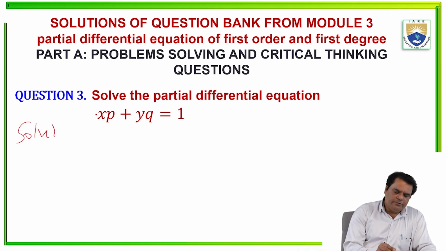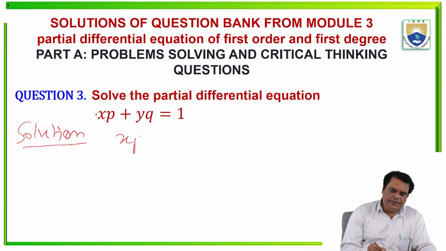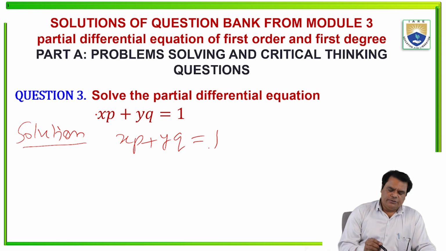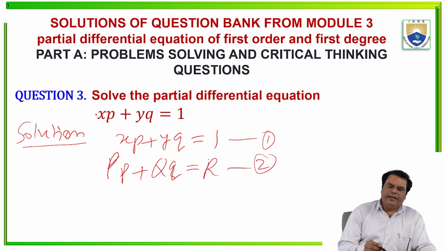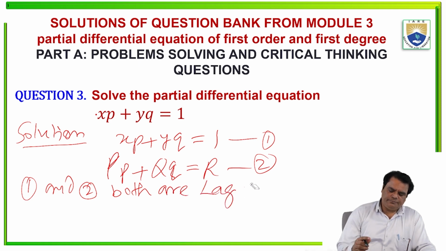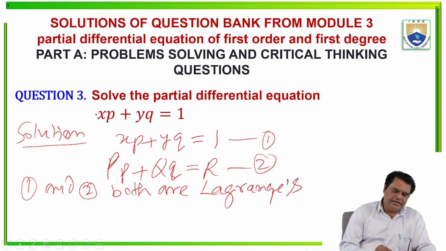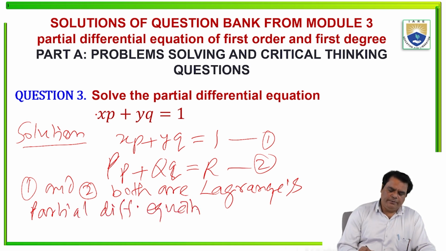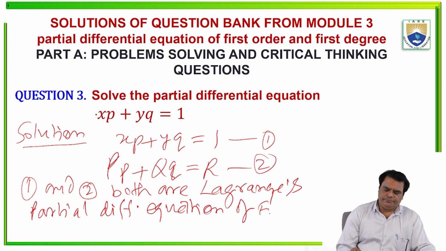Solution. Here xp plus yq equal to 1, so we write this as equation 1. And here px plus qy equal to r, this is equation 2. Both 1 and 2 are Lagrange partial differential equations of first order.